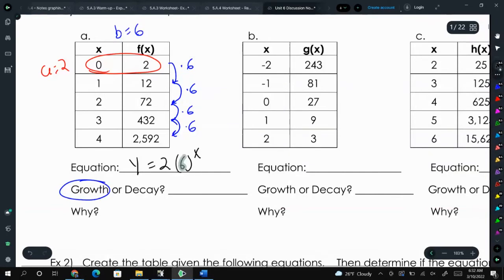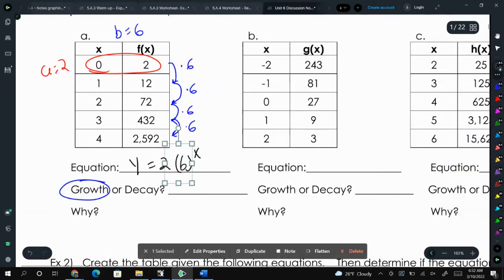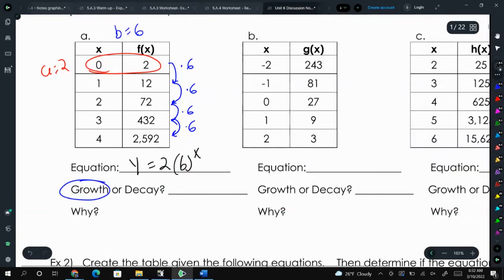And it's a good idea to put the parentheses around the 6, so you know that's the only thing being raised to the x power, because in an exponential function, that b value is the only thing that you are raising to the x power. And the reason why it's growth is that b is bigger than 1.